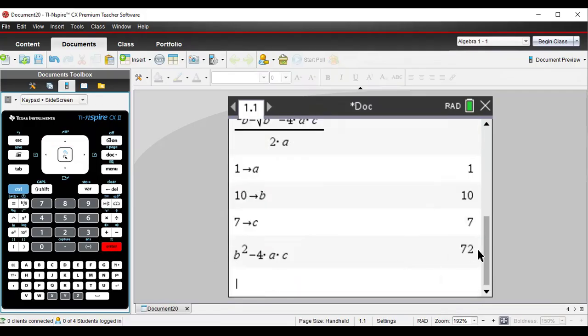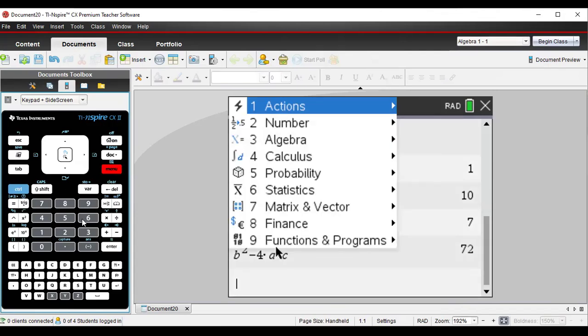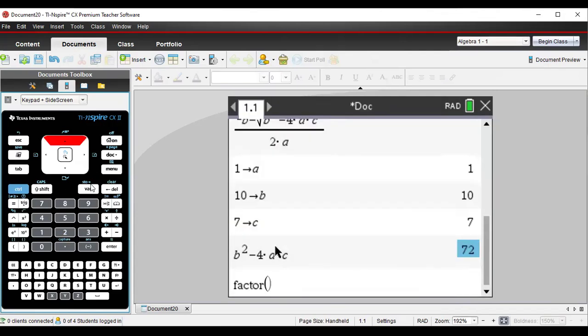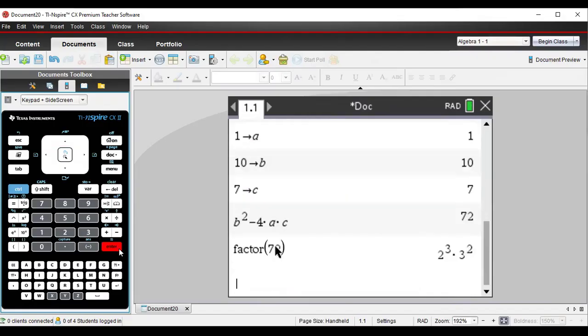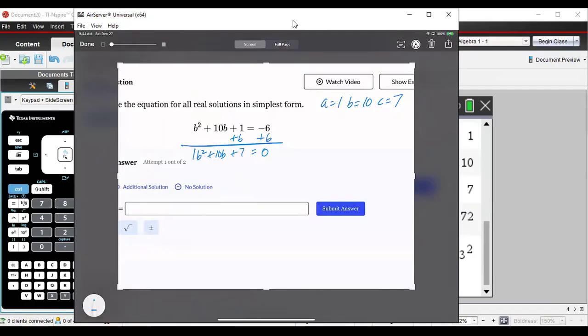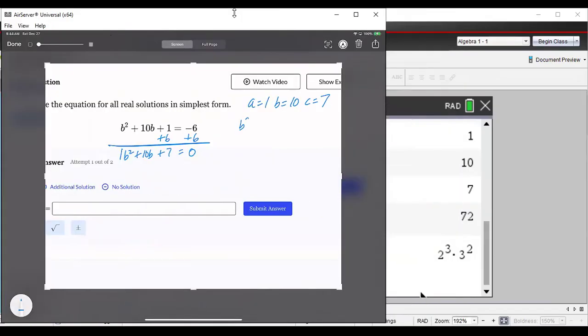It says 72. That's not a perfect square, but we're going to do menu 23 on this number because we're going to see if we can simplify it. Oh, yeah. The reason I know this is not a perfect square is that the exponent on the 2 is an odd number. So it's not a perfect square, but you can definitely simplify this. So let's go back to my iPad. The b squared minus 4ac is equal to 72. It's not a perfect square, but we can simplify it.